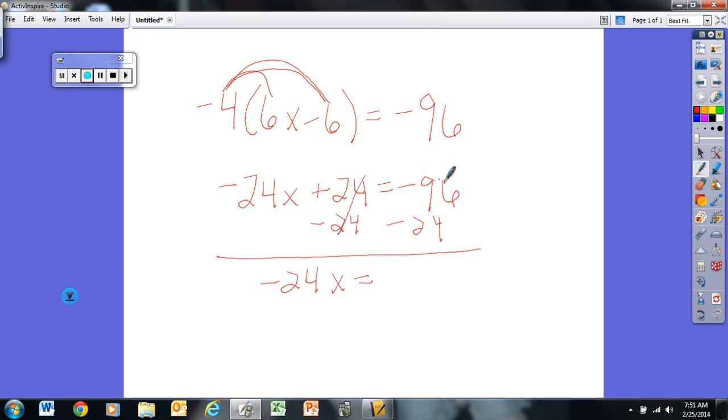these cancel out. Negative 96 and negative 24 is negative 120. Divide by negative 24. And x equals 5. And you can check it by saying 6 times 5 is 30. 30 minus 6 is 24. 24 times negative 4 is negative 96. I'm just going to check my math real quick. Yep, that's right. Okay. Moving on.